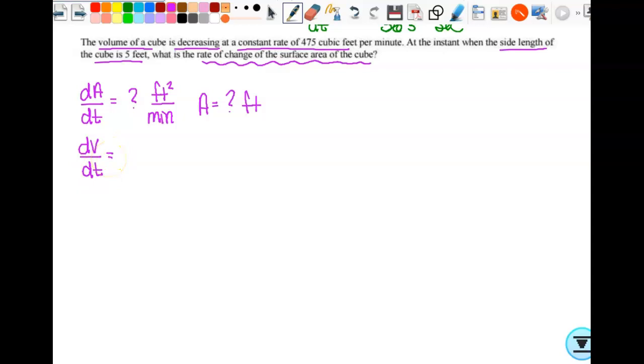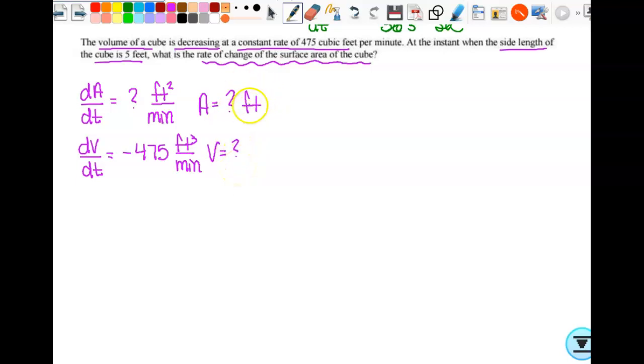What is dV/dt? Negative 475 cubic feet per minute. Yes? Okay. Did they give us the volume at this instant? No.